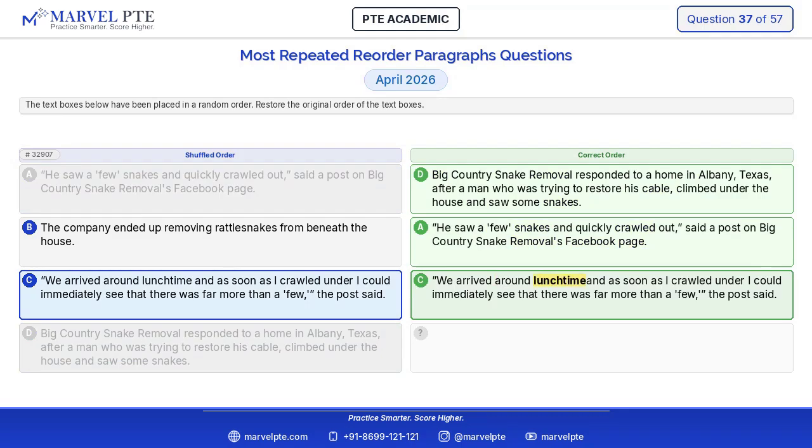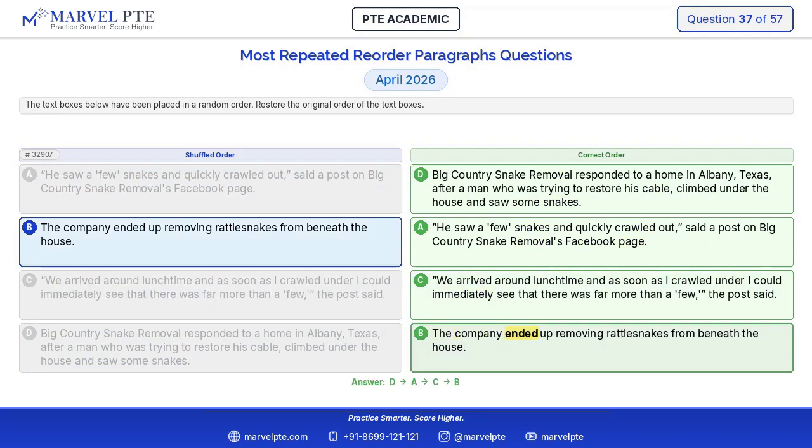We arrived around lunchtime, and as soon as I crawled under, I could immediately see that there was far more than a few, the post said. The company ended up removing rattlesnakes from beneath the house.